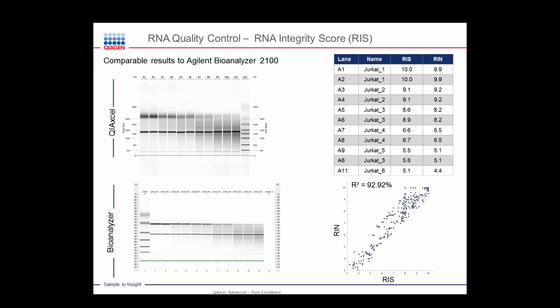For this kind of statistics, an R square of around 93% is very high, meaning we have a very good correlation between both systems.